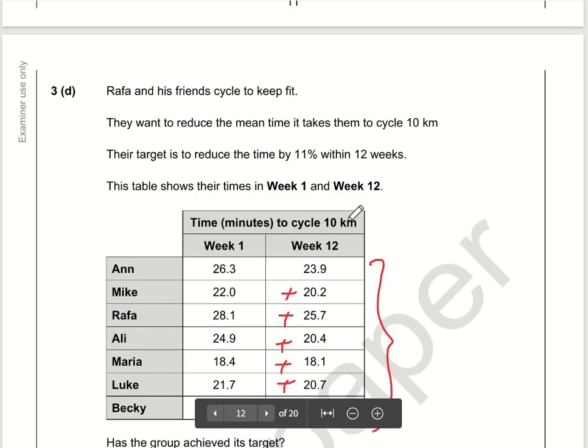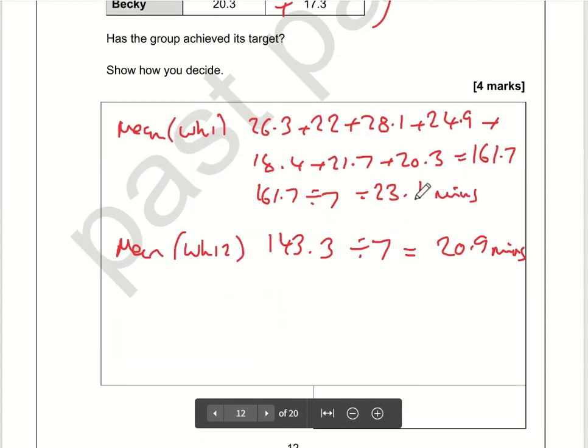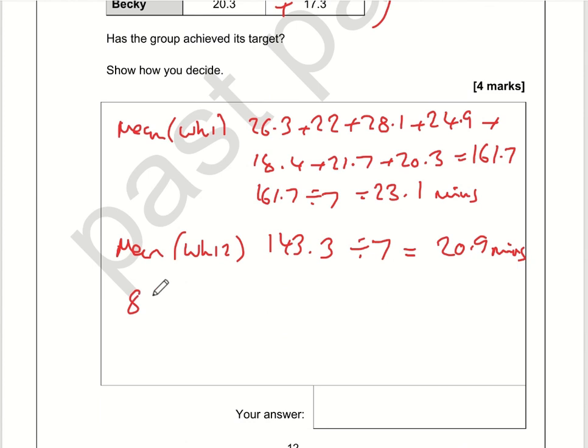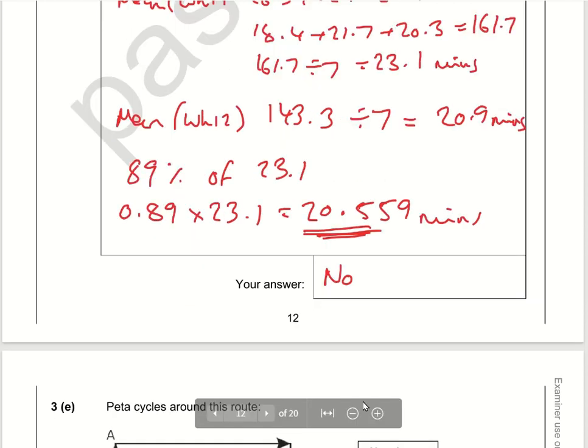Okay, so has the group achieved its target? Well, the target was to reduce the mean for week 1 by 11%. So if they're taking off 11%, that means that the new value needs to be at the most 89% of what it was before. So let's work out what 89% of 23.1 minutes is. So the calculation is 0.89 times 23.1, and that comes to 20.559. So this is the time they were aiming for, but they've got a bigger time, which means that they were slower. So has the group achieved its target? The answer there is no.